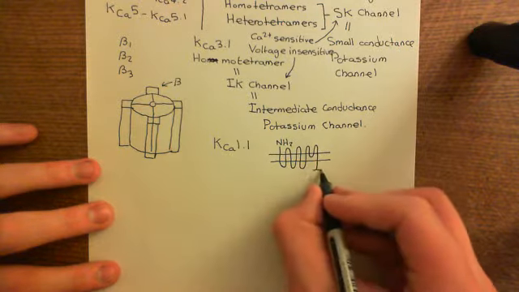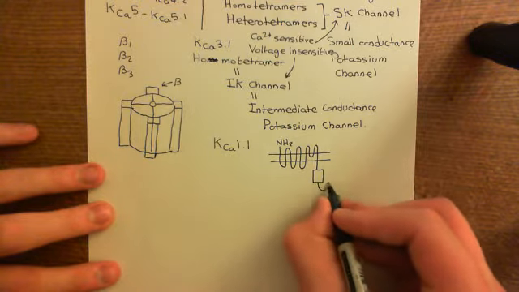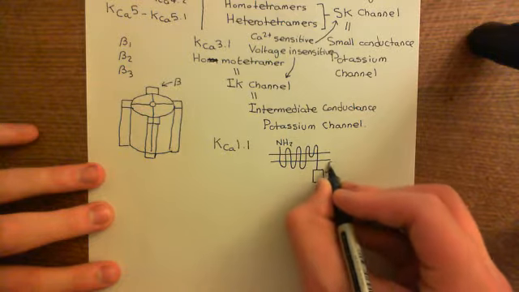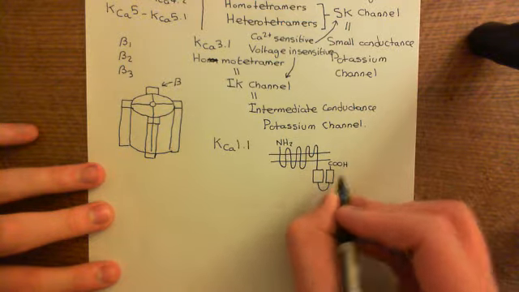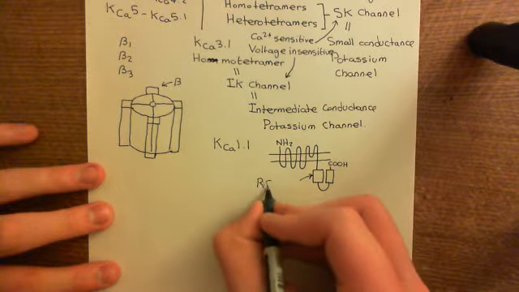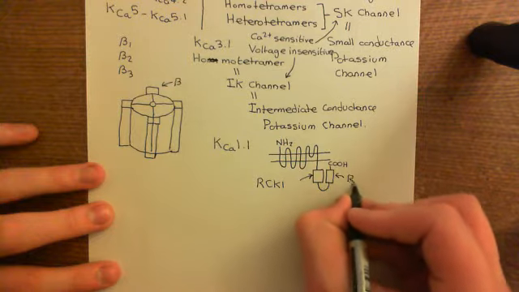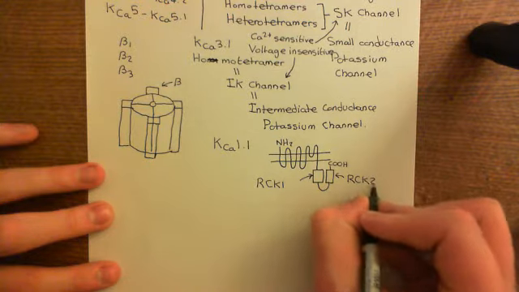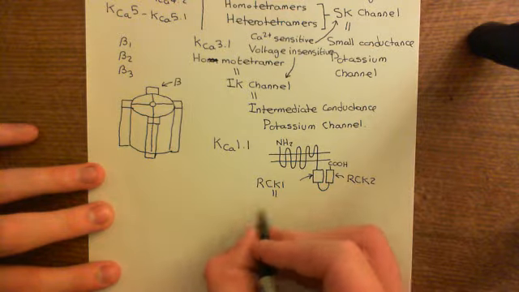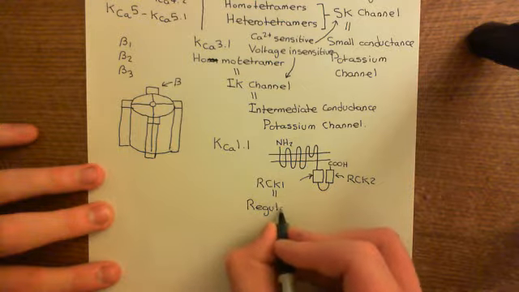Then on this side what they have are 2 important domains, which I'll draw here, like so, before you finally have the carboxylic acid terminus over here. So these 2 domains here are known as the RCK1 domain and the RCK2 domain. The RCK in the RCK domain name stands for the regulator of conductance of potassium domain.